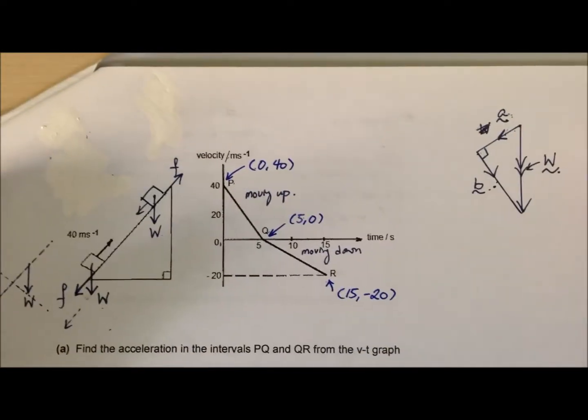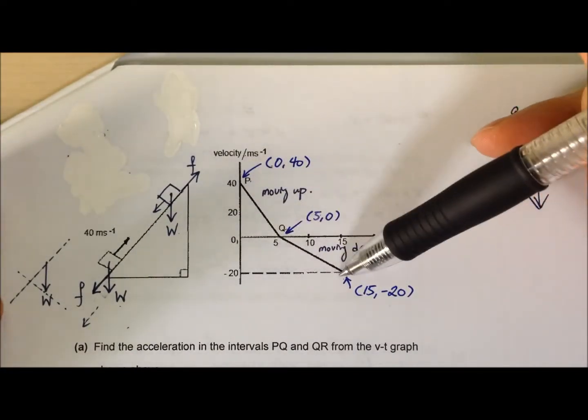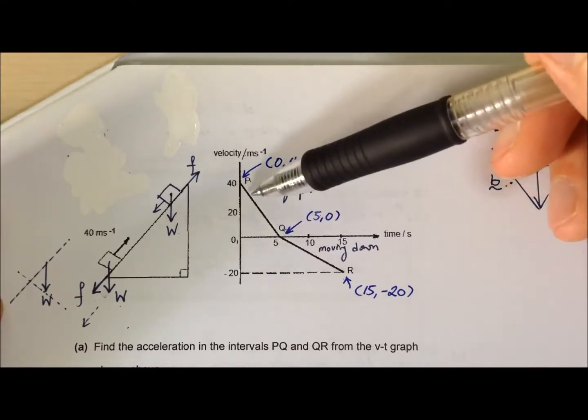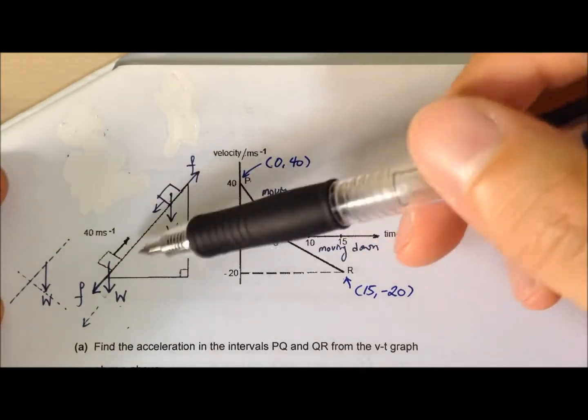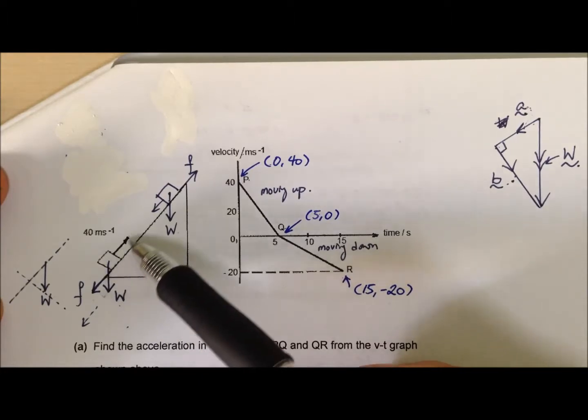So if you look at the graph here, you see that the gradient here and the gradient here are different, and they are asking you why is it that in QR the gradient is actually lower than the PQ. Now, if you read about the context of the question, basically what happened is that you have a block. It is given an initial push.